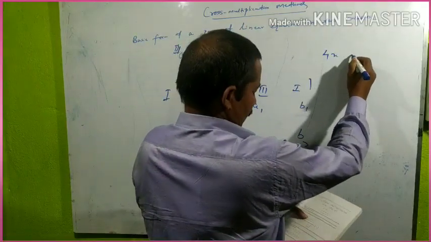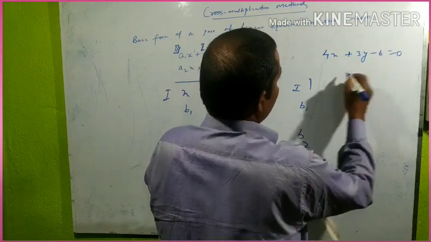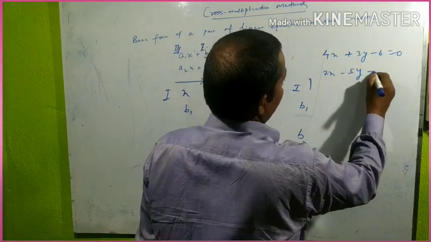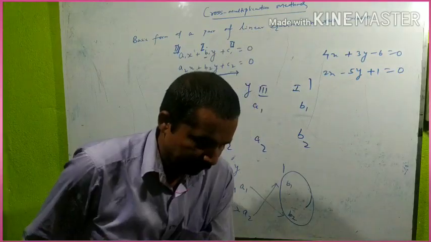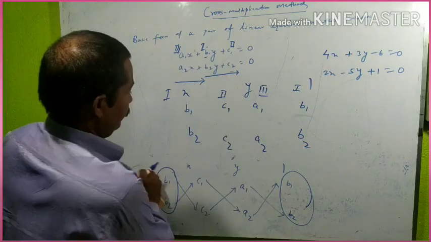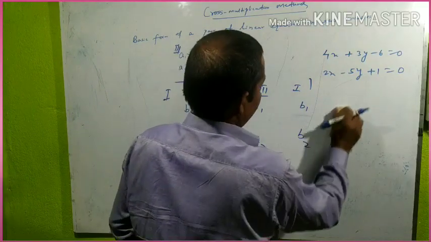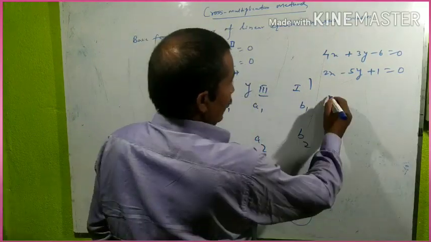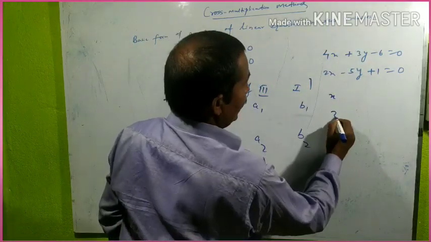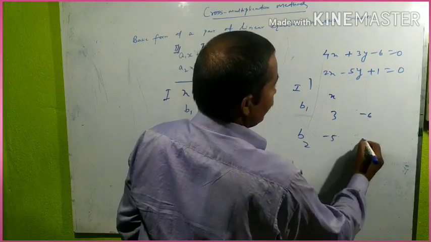4x plus 3y minus 6 is equal to 0. 2x minus 5y plus 1 is equal to 0. Look here. How you will arrange in this manner. X, you will start from here now. 3 minus 5. Next, minus 6, 1.